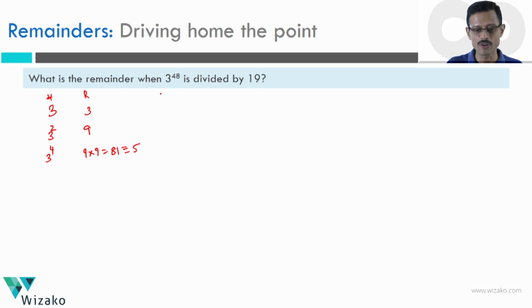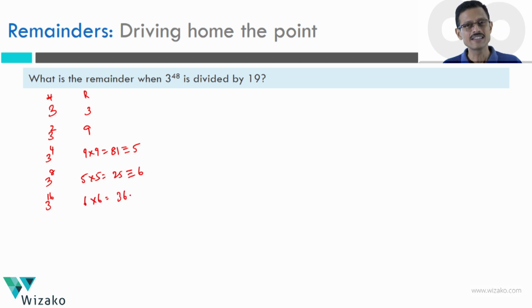I have a 3 power 48. Let's check out where it takes us. So 3 power 8, the remainder is going to be 5 into 5, which is 25, which actually translates to a 6. 3 power 16 is 6 into 6, which is equal to 36. Again, quickly, 19 into 2 is 38. So the equivalent negative remainder is -2. Get directly to the negative remainder. Don't even bother computing what the positive remainder is. This is quite an easy number to work with.